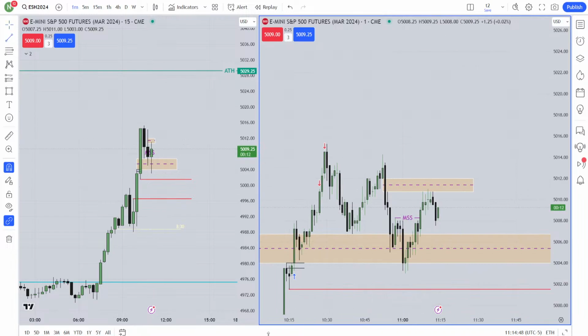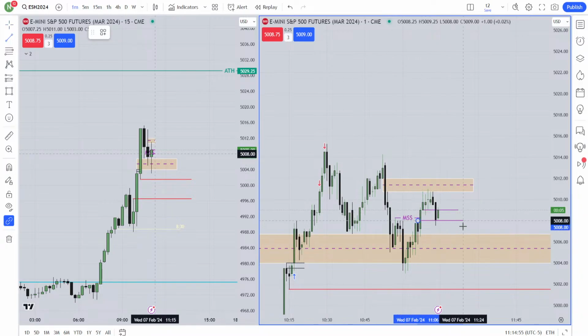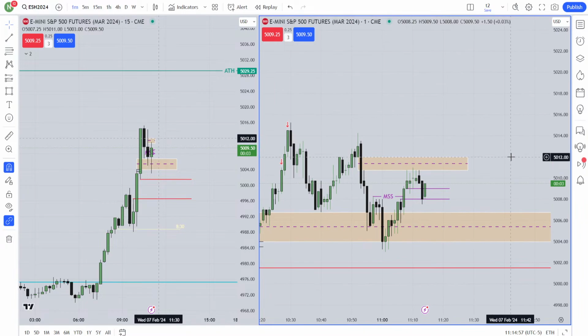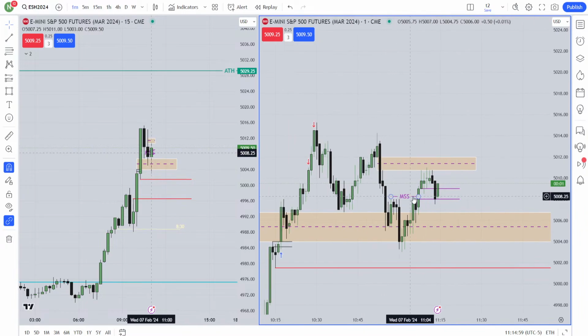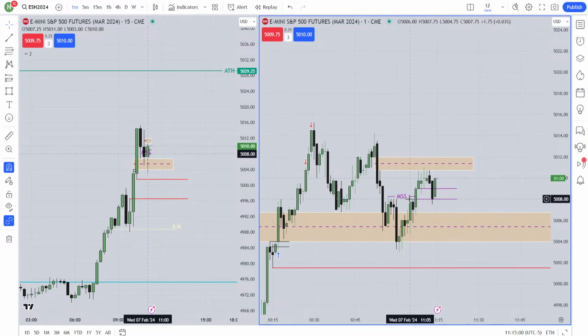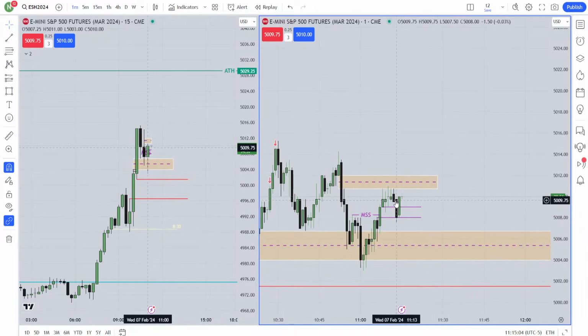Let me actually mark the fair value gap here. I would love to see how it reacts. Till now, it is trading this fair value gap and that fair value gap. It's respecting that fair value gap. The only thing missing is that I don't have the perfect market structure shift, so I need to see how it reacts. Now it closed above that high.